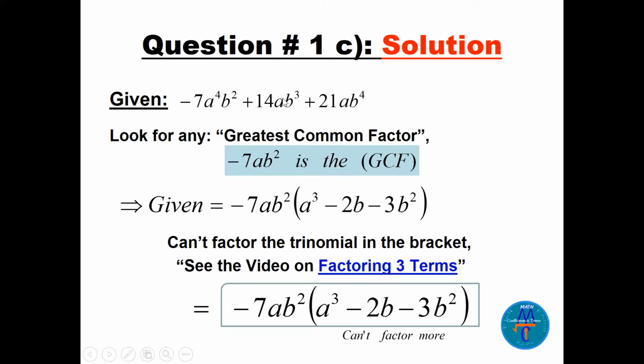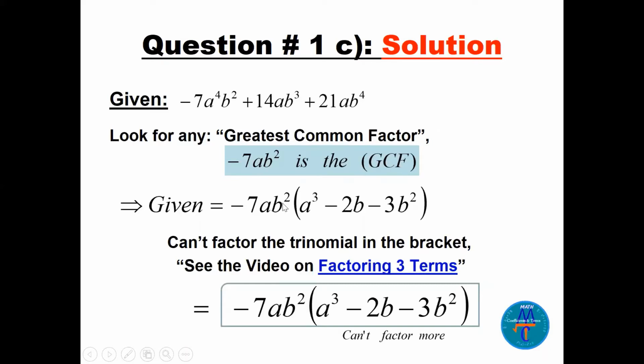Let's look at the A's now. A power 4, A. So that's A in the common. Let's look at B squared, B cubed, B power 4. Take the smallest, B squared. So we can say minus 7AB squared is the greatest common factor.